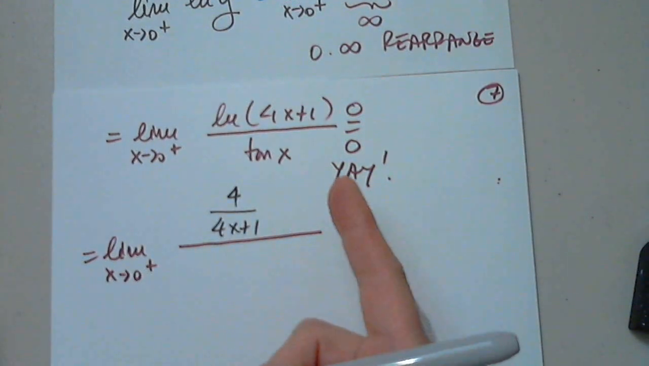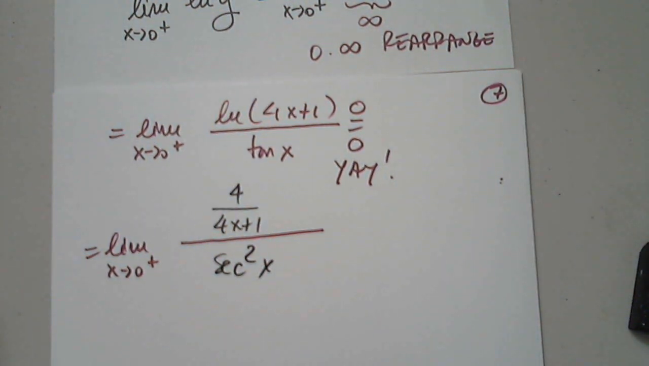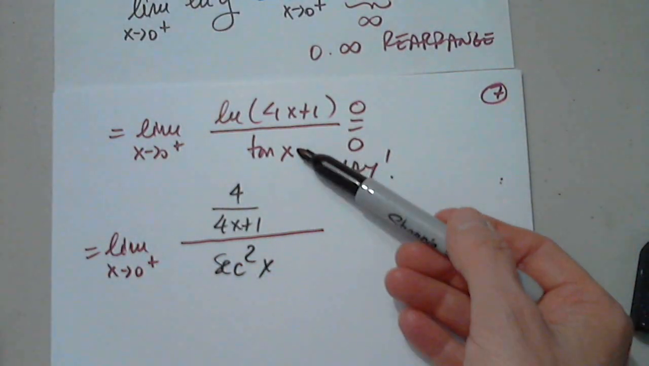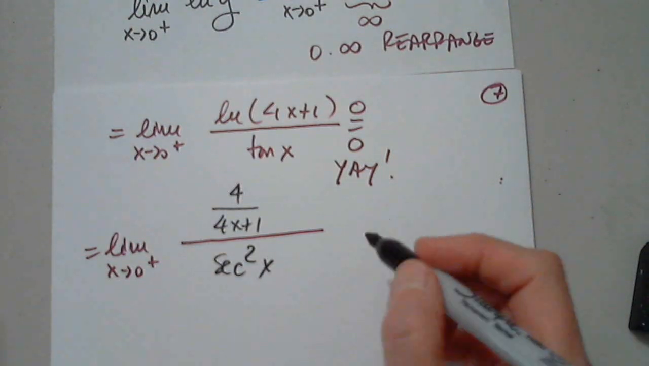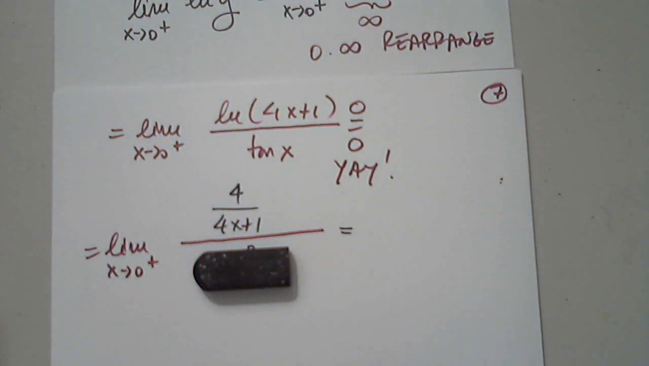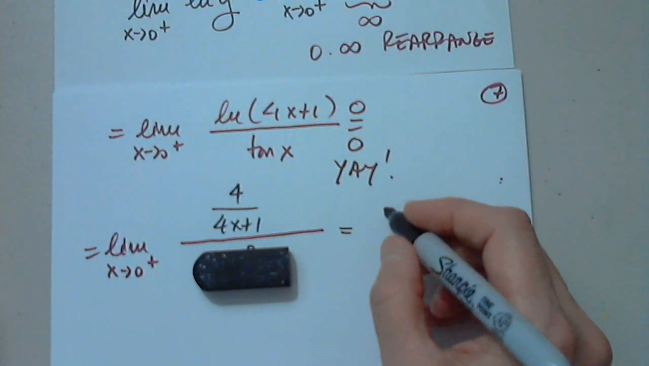Is it negative cosecant squared? Just positive. Oh, that's cotangent. Cotangent prime will be negative cosecant squared, but tangent prime is secant squared. Good. Can anyone tell us where the numerator is going as x approaches 0 from the right? 4. Excellent.